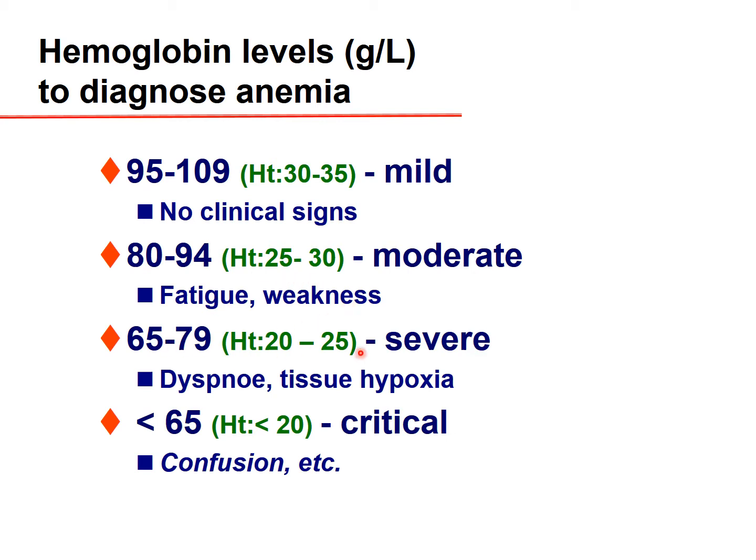And in case of severe anemia, when the hemoglobin is ranging from 65 to 79 and the hematocrit is around 20 or 25, dyspnea and tissue hypoxia can develop. And when we drop the hemoglobin concentration below 65, that's a critical situation: confusion and loss of consciousness or myocardial infarction, or a lot of things can develop in the patient.